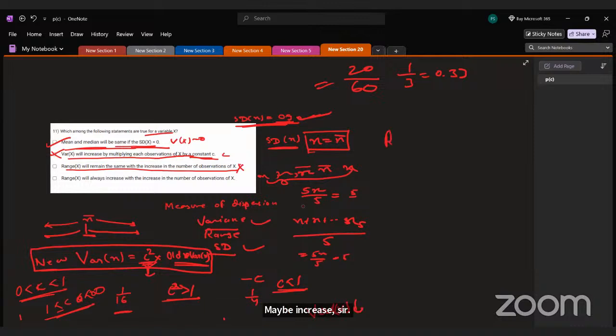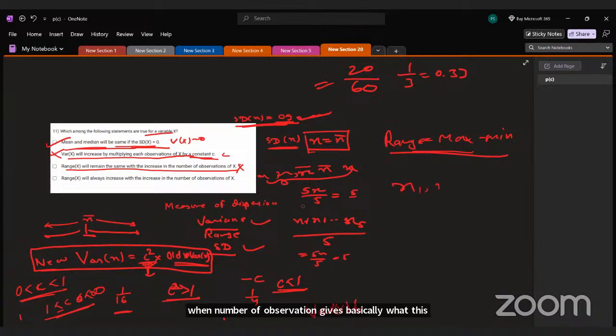What is range? Range is maximum minus minimum. Range is the difference between maximum and minimum, sir. So how will the number of observations affect it? Basically, what this option is saying is that it will remain the same with increasing number of observations. Let's say for the very first we have got x1 to xn observations. Now we are introducing one new observation to the set, xn+1. Now the range will depend on what this observation is.